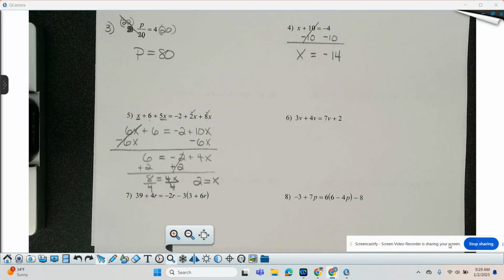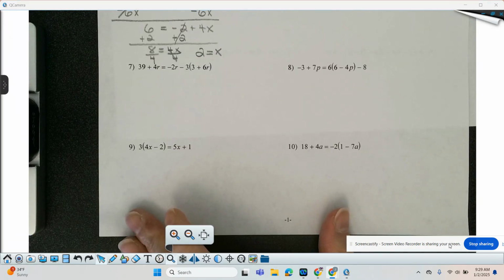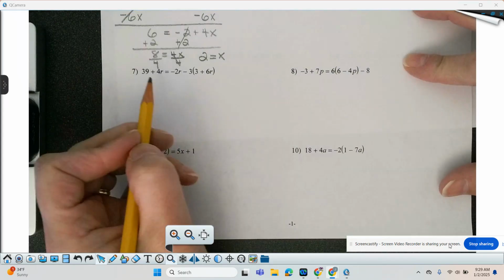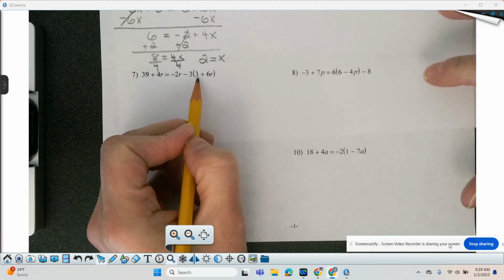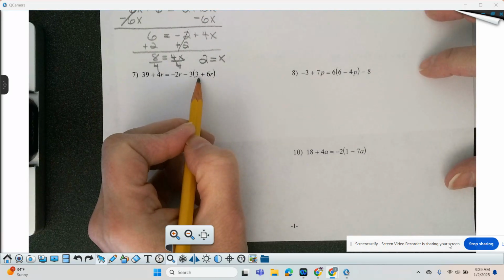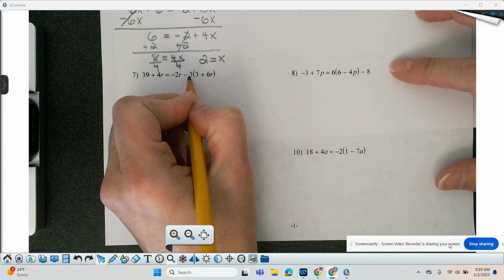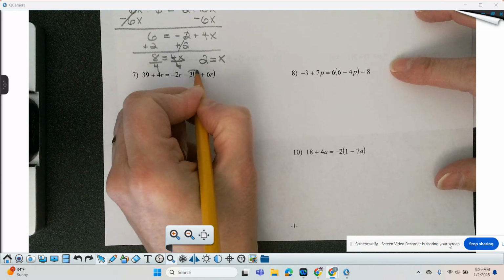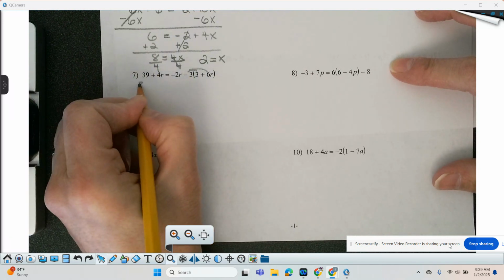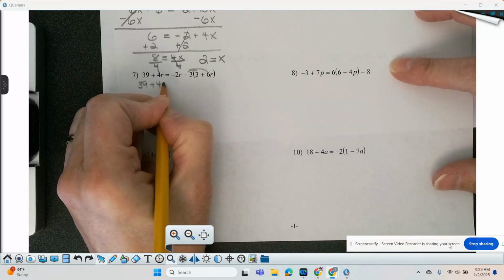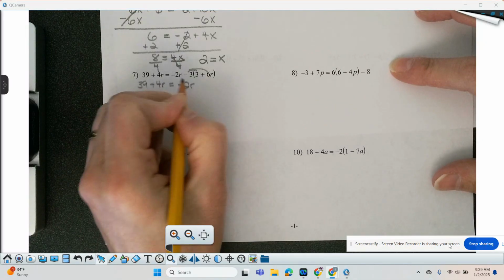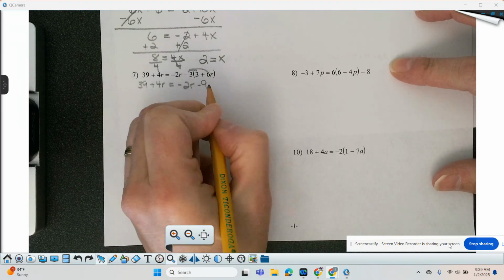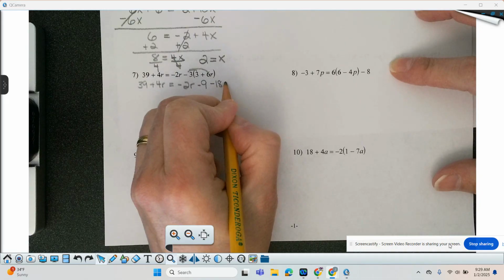All right, now we're going to look at number 7. You can always pause this video and go back if I'm going too quickly for you. All right, this one does have parentheses. So the first thing that we need to do here is distribute, because that means this negative 3 is being multiplied by both of these terms here. So I'm going to bring that in and rewrite this as 39 plus 4r equals negative 2r. Now here we go. Negative 3 times 3 is negative 9. Negative 3 times a positive 6 is a negative 18r.